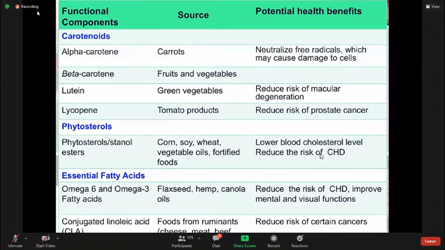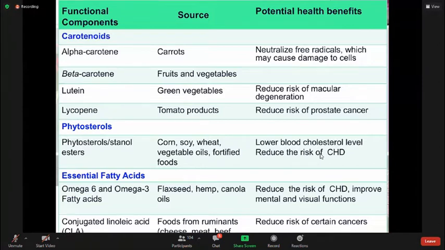to reduce the blood cholesterol and other cardiovascular diseases. Essential fatty acids are important and mostly present in different vegetable oils, especially flaxseed oil, hemp, and canola, which are some of the potential sources of omega-6 and omega-3 fatty acids.